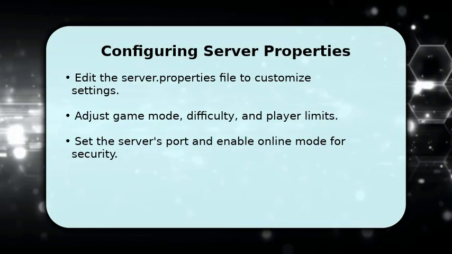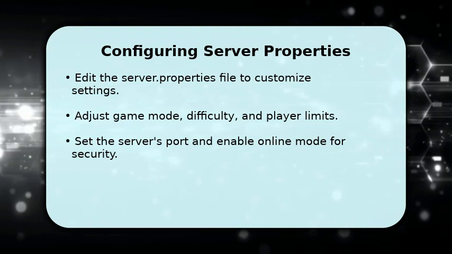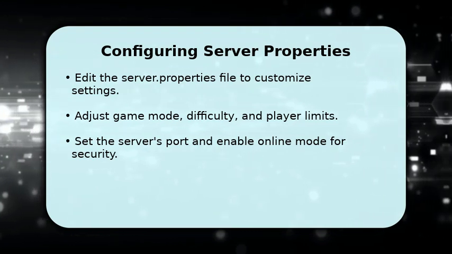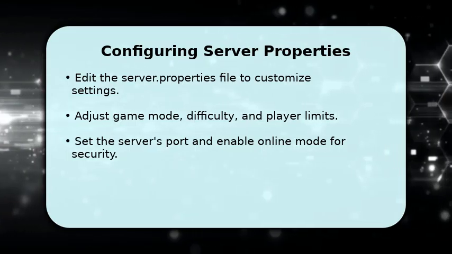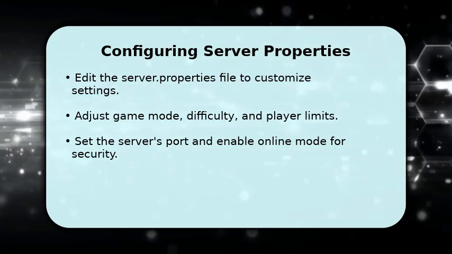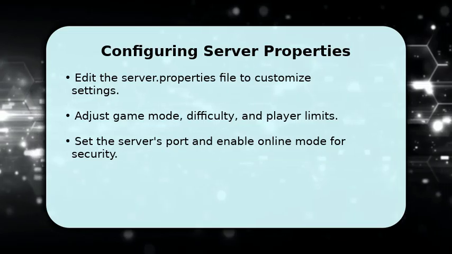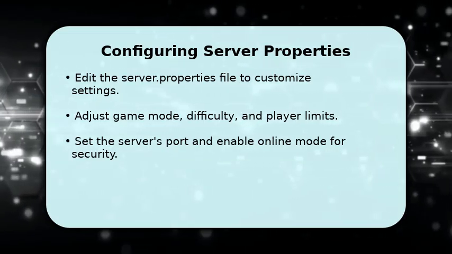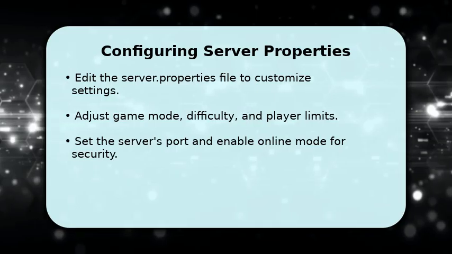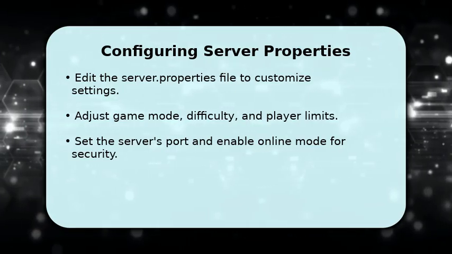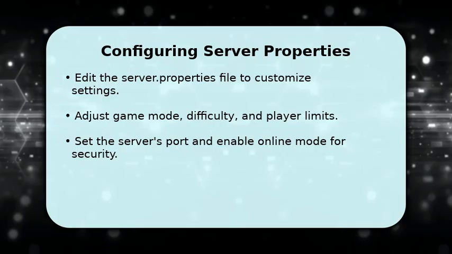Once you have the server files, you'll need to configure them. Open the server.properties file to customize various settings. Here, you can adjust the game mode, difficulty, and the maximum number of players. It's also crucial to set the server's port, typically 25565, and enable online mode for player authentication.